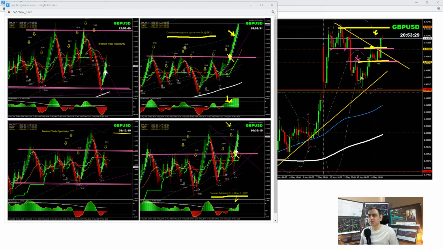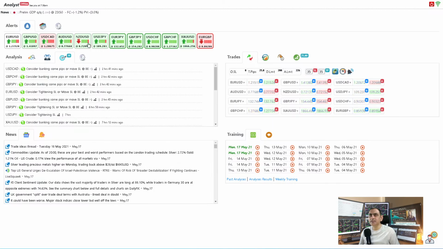We'll let you know tomorrow, but these are the two analyses based on the 4-hour, and we refine our entries and exits in intraday. We had two beautiful long trades, one which came out at break even, and the other one banked beautiful pips. Right, so let's move into the dollar CAD.